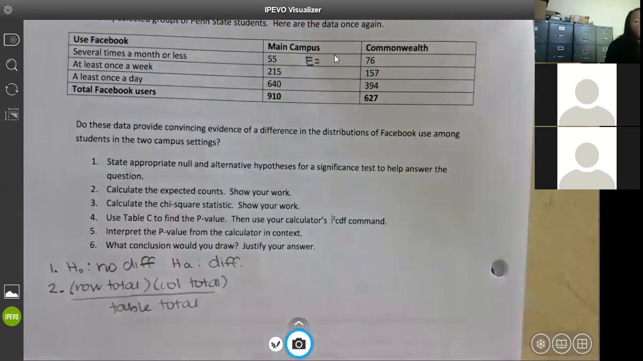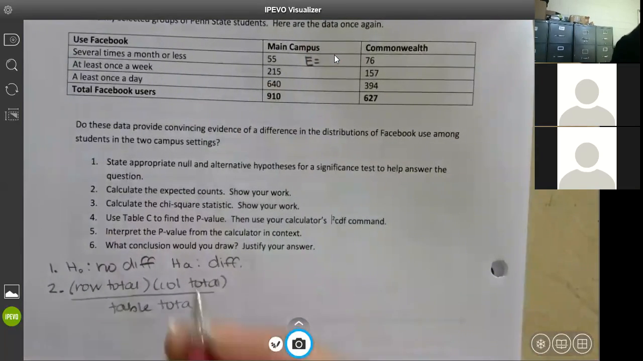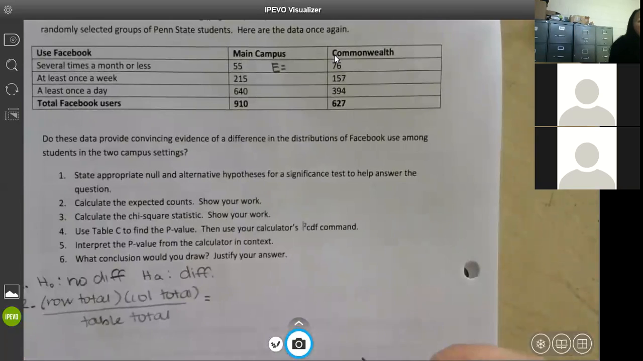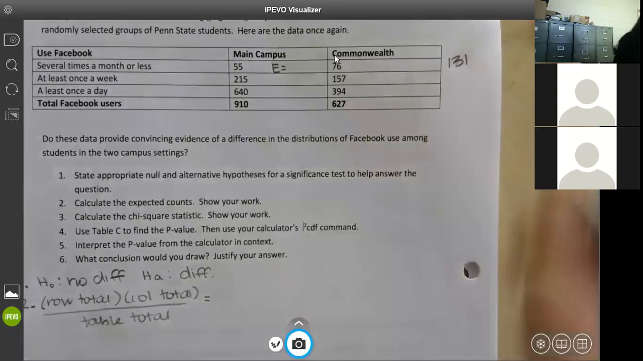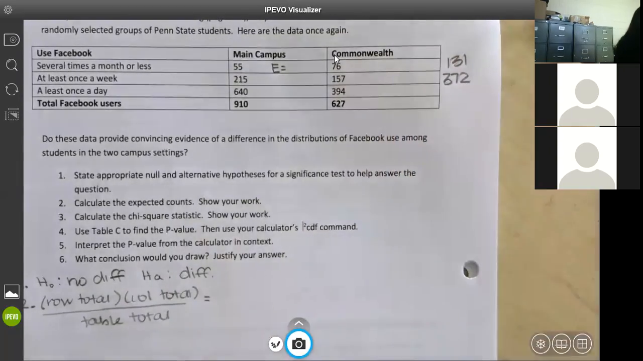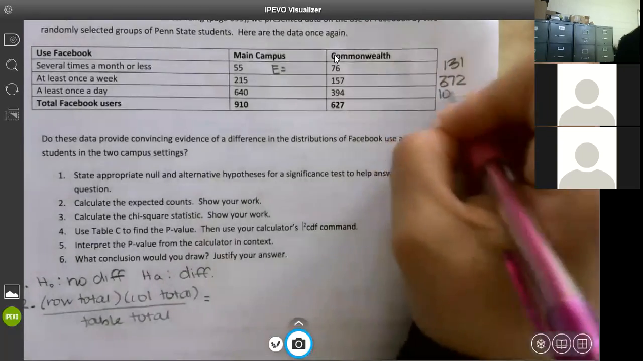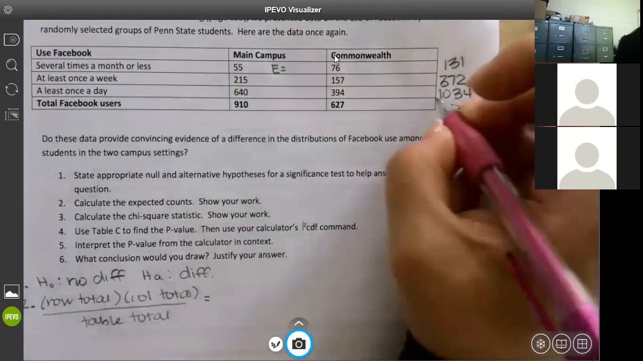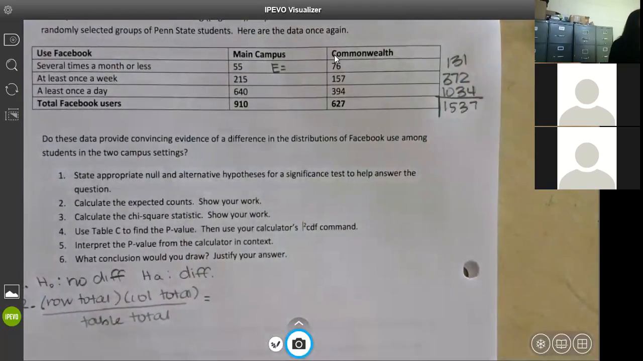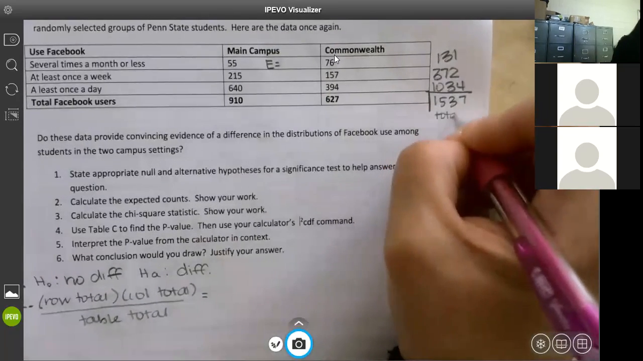Let's start with this one. How would we do this one? What's your row total? It's 131. The next one is going to be 372. All I wanted you to do is be able to tell me that you needed to add them up. 1034 and 1537. So this is your table total right here.